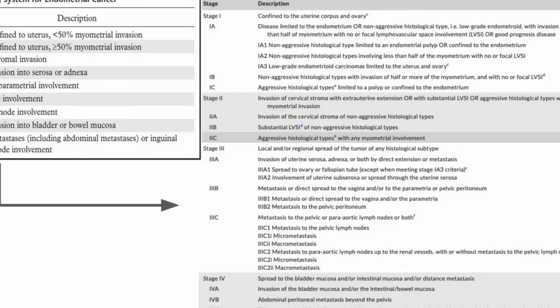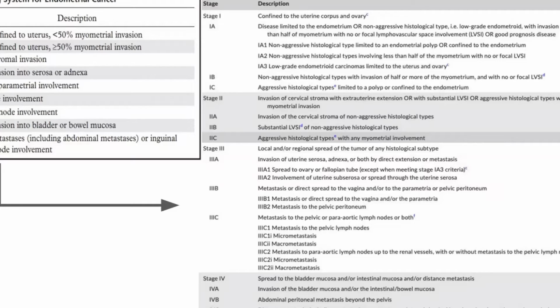So stage 1 is something confined to the uterus or the ovary. That is what we have discussed. They have divided every stage into 3 substages, that is 1A, B, C. So 1A is again divided into 3 types. That is 1A1, non-aggressive histological type limited to an endometrial polyp or confined to the endometrium. 1A2 is non-aggressive involving less than half of the myometrium, and 1A3 is low-grade endometrioid carcinomas limited to the uterus and ovary. So earlier there was an entity known as synchronous endometrial and ovarian cancer that they have changed, and now they have included it under 1A3.